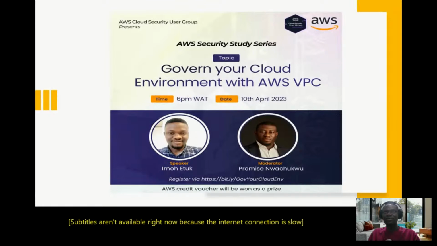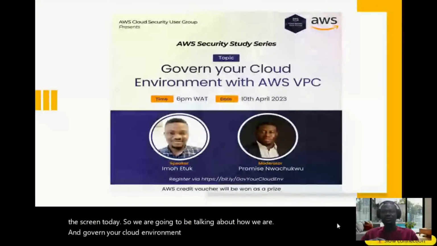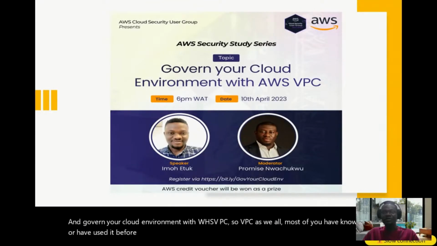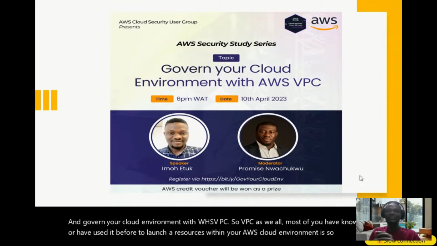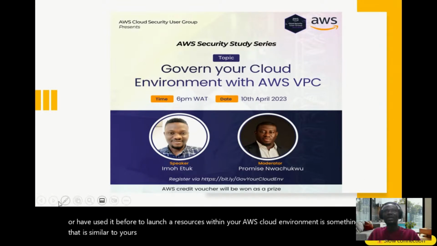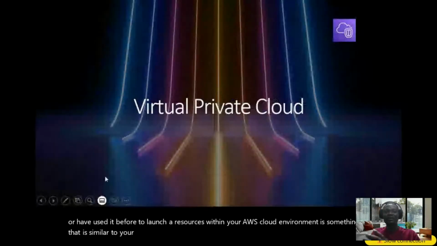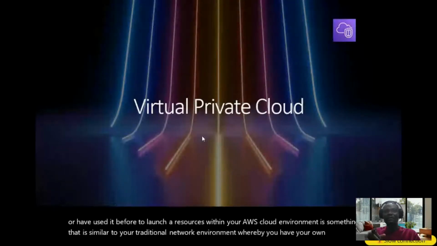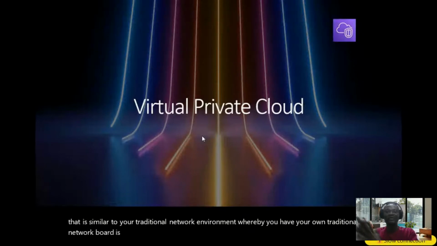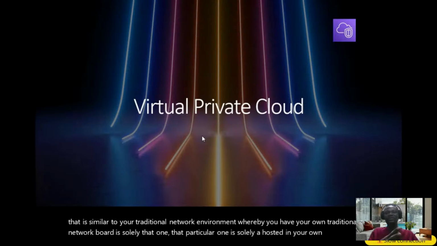We are going to be talking about how you can govern your cloud environment with AWS VPC. VPC, as most of you know, is used to launch resources within your AWS cloud environment. It is similar to your traditional network environment, but that one is solely hosted in your own vicinity, your own company premises.